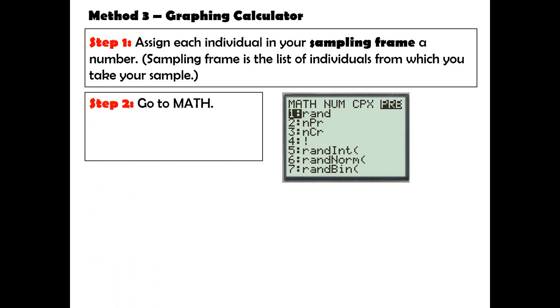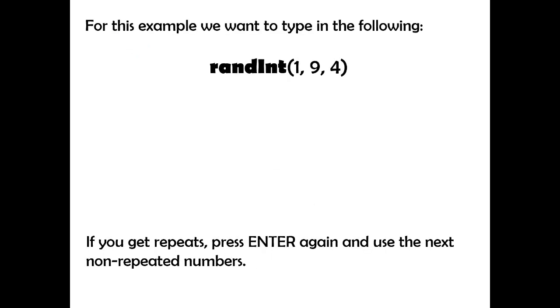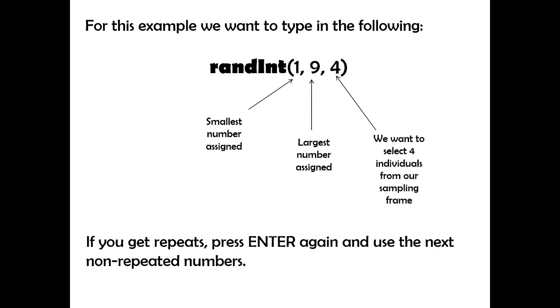Then we can go to Math, which is right below your alpha, your green button. We'll scroll over using our right arrow to Probability. And we're going to select number 5. So you can either scroll down or just put number 5, rand_int. Inside rand_int, we're going to put the smallest number assigned. So for that, that would be 1. The largest number assigned for us, that would be 9. And the number of random numbers that we desire, in our case 4. Smallest number assigned, largest number assigned, and we want to select 4 individuals.